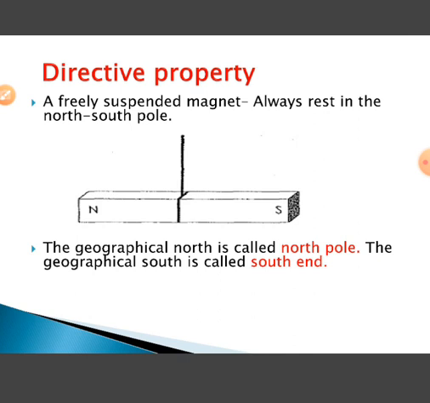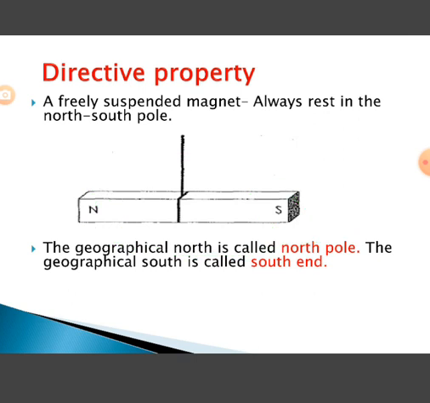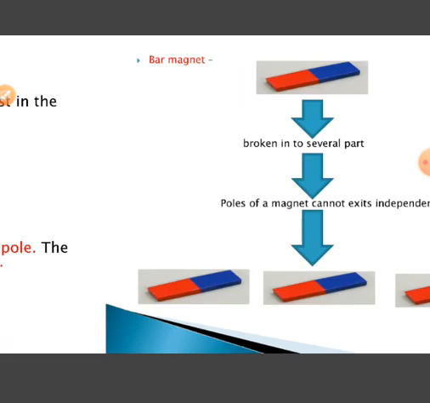You can see the picture of this magnet here. It has both the north and the south pole. Then the geographical north is called north pole, while the geographical south is called the south pole. These are terms under the directive property of magnets.